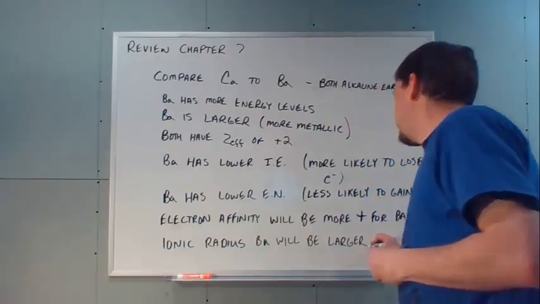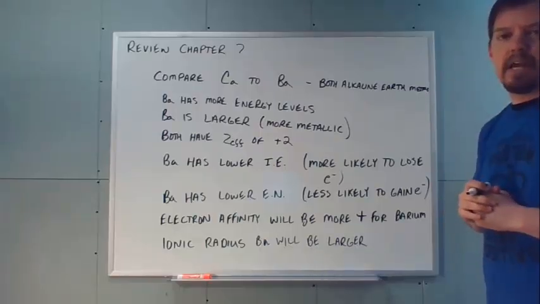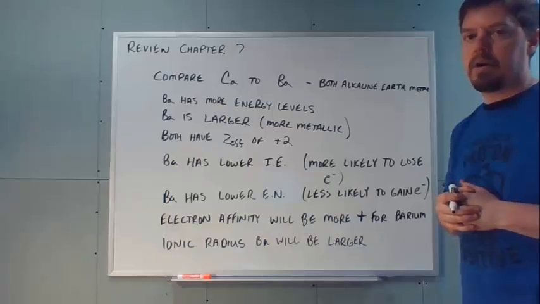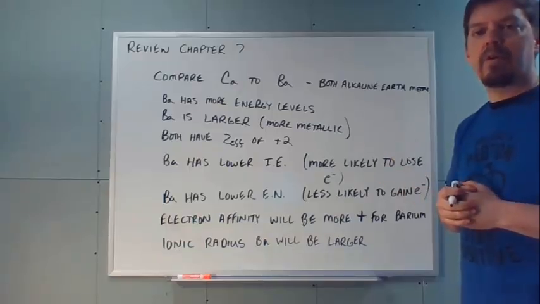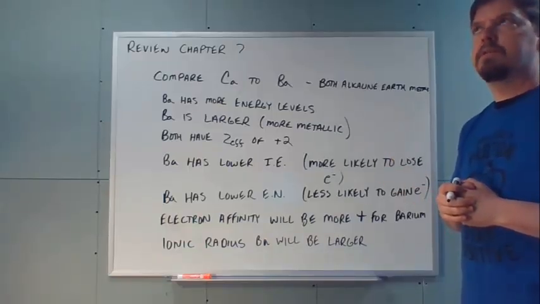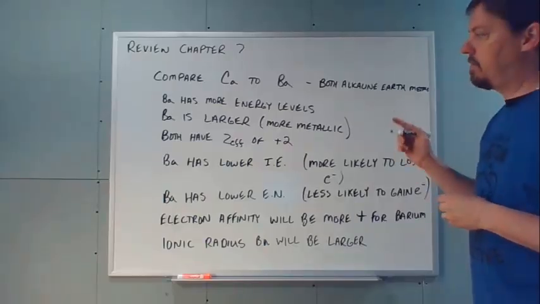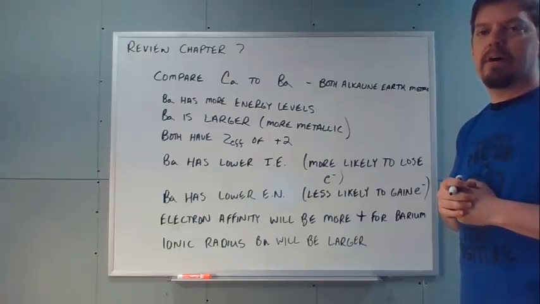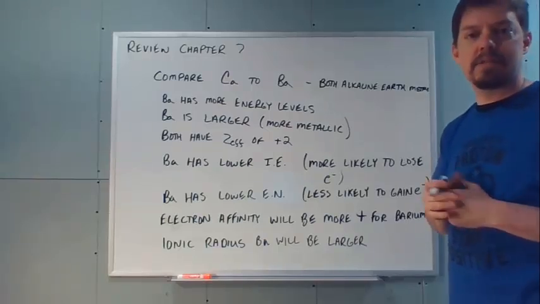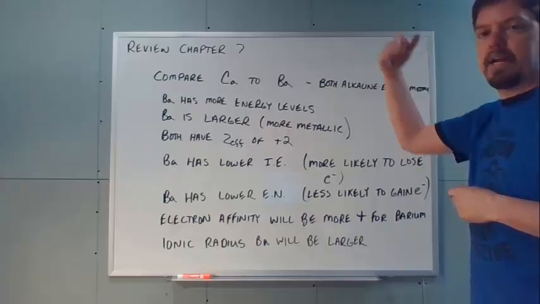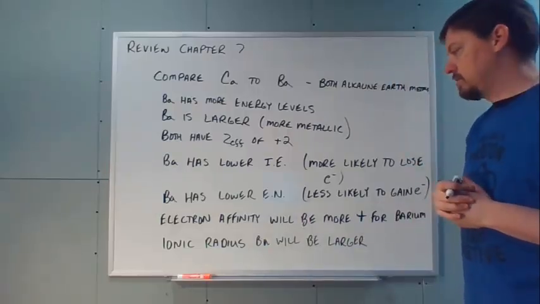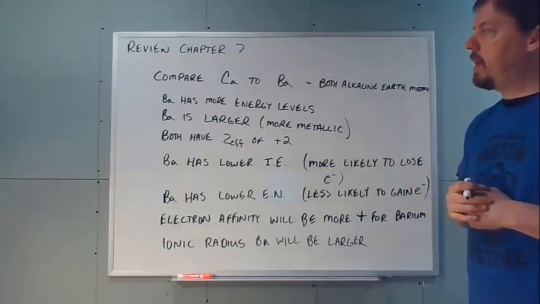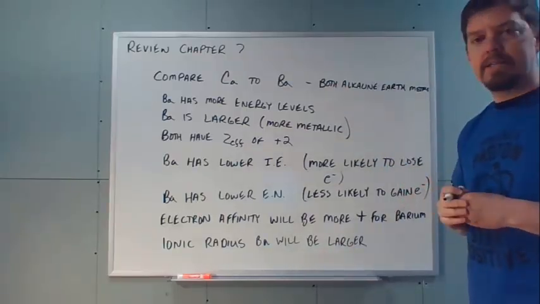Right? Because if it has more energy levels as an atom, it's also going to have more energy levels as an ion. If barium becomes a +2 charge, it's going to end up with 54 electrons, which is xenon. If calcium has a +2 charge, it's going to end up with 18 electrons, which is argon. So xenon has more energy levels than argon, so barium's still going to be the bigger ion. So that's what happens when you compare in a column and why these things occur.